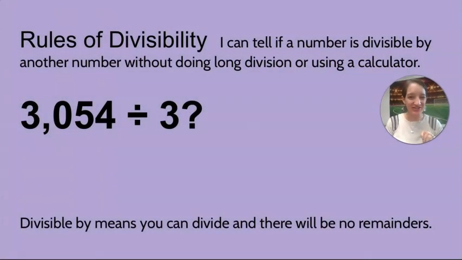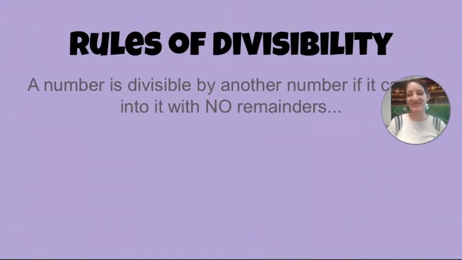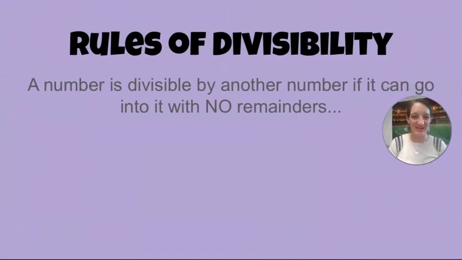So I'm going to do a little magic trick with you, and I'm going to tell you that this actual answer will have a remainder. How do I know that? How do I know that it won't go in evenly? Well, that's what we're going to get to. So, what are the rules of divisibility, and how did that help me know that it would have a remainder? Well, a number is divisible by another number if it can go into it with no remainders.